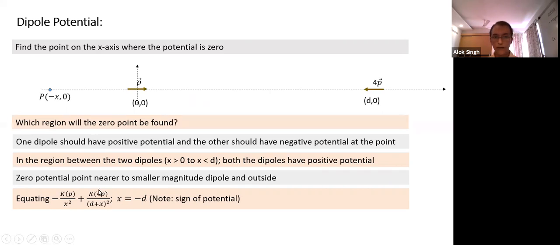Plus K times 4P. Why 4P? The dipole moment is 4P. Divided by the square of the distance. The plus sign is because it is in front. The distance is: this distance is d, and this distance is x. So (d plus x) whole squared. How do you get here? d equals minus d.